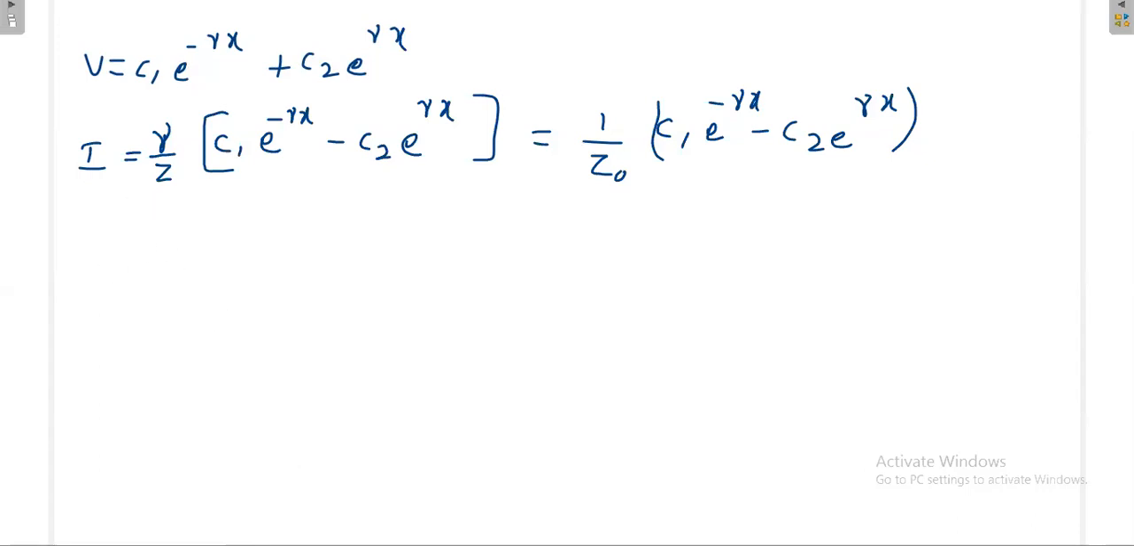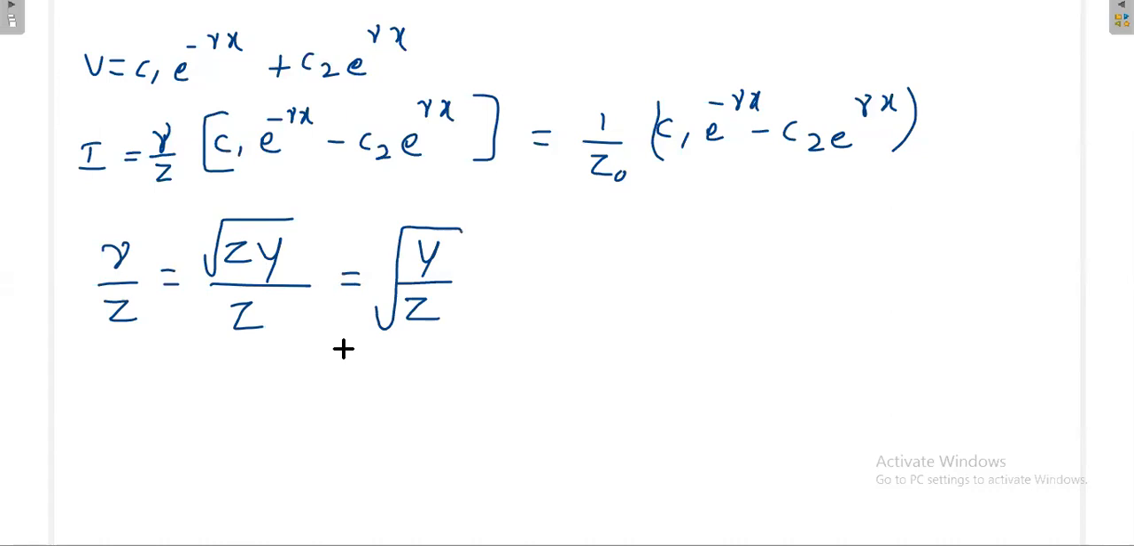Okay, you know what is gamma? Gamma means what, sir? Is that square root of YZ? Once you apply the mathematical relation, it comes like this. Then you flip this square root of Y by Z. Once you flip that, it becomes Z divided by Y. Because you have flipped it, this is equal to Z naught.